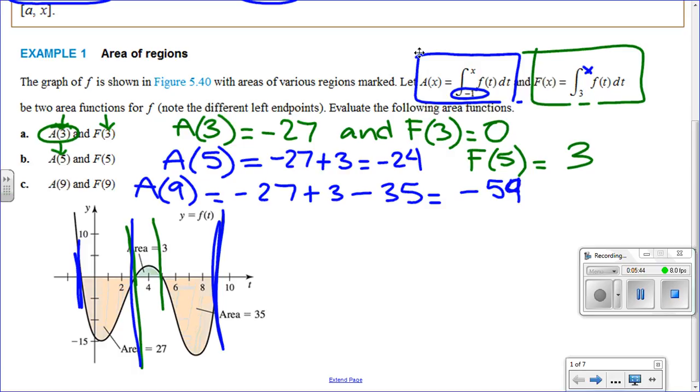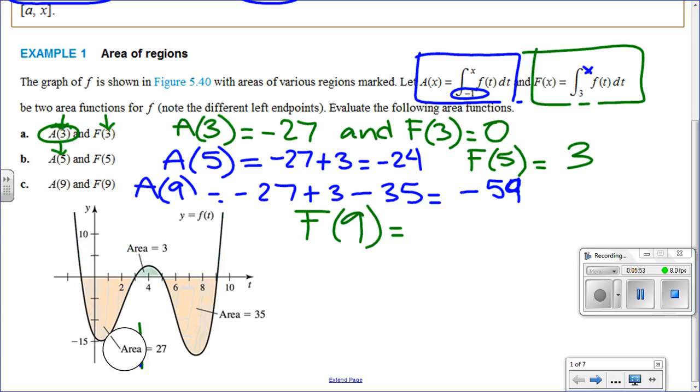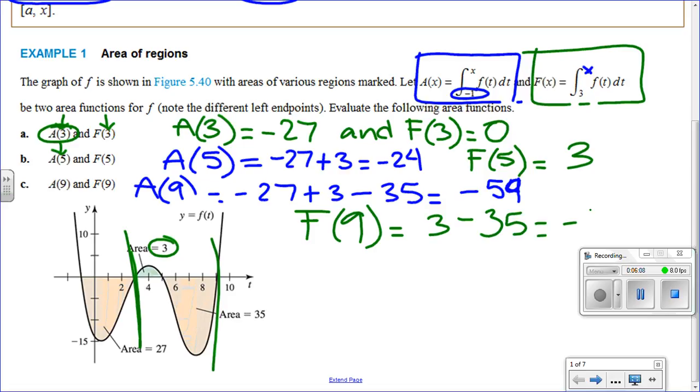-59. And so next one, F of 9. Again, we're not going to start at -1 anymore. What is our lower limit for this integral? 3. So from here all the way to 9, right? So we have +3, and then -35. And so that will give us -32. Pretty easy, right?